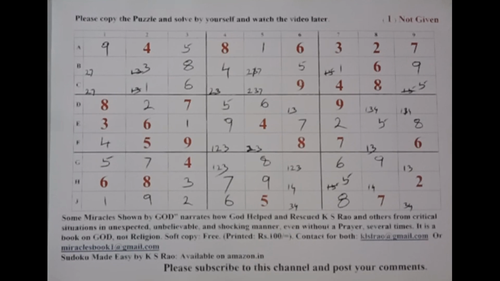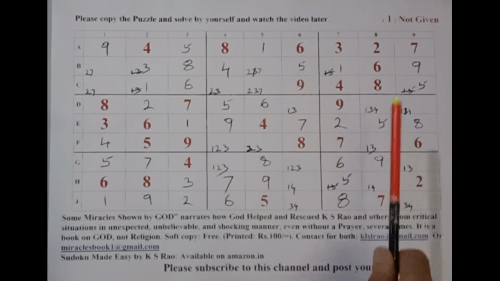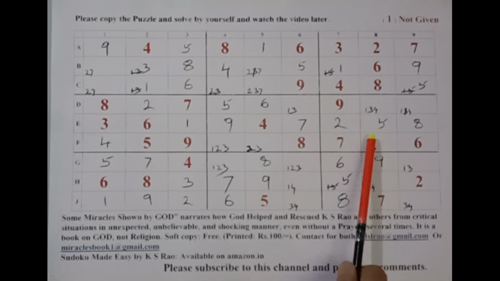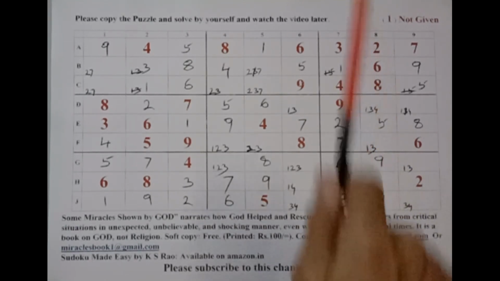And our next XY wing also occurs in this strip only. That is our, look at this, 1 and 3, 1 and 4, 3 and 4.